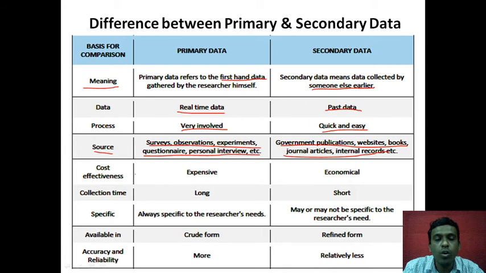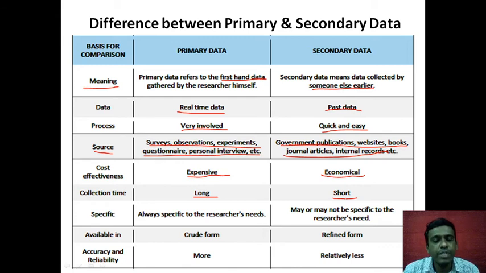Then with respect to cost effectiveness, we already know that primary data, because we are actually going to the field and collecting the data, becomes very expensive. On the other hand, it is easier and economical to collect secondary data. With respect to collection time, again, because we are collecting the data, the collection time is long. On the other hand, the collection time of secondary data is quite short, it becomes very quick because it is already available. So we just need to either purchase it, sometimes we need to purchase secondary data, or we have to just download it if it is available in the public domain.